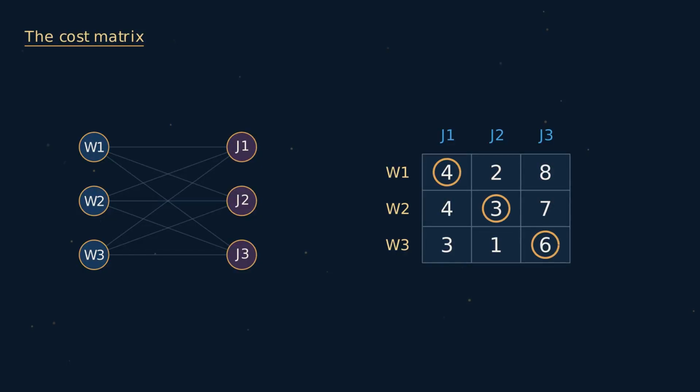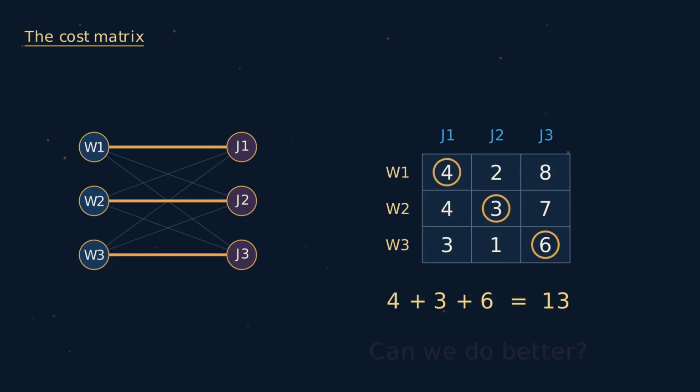Here's the lazy choice. Worker 1 takes job 1, worker 2 takes job 2, worker 3 takes job 3. Add those 3 numbers and the bill is 13. 13. Is that good? Nothing in the table tells you. That's exactly the discomfort the Hungarian method removes.